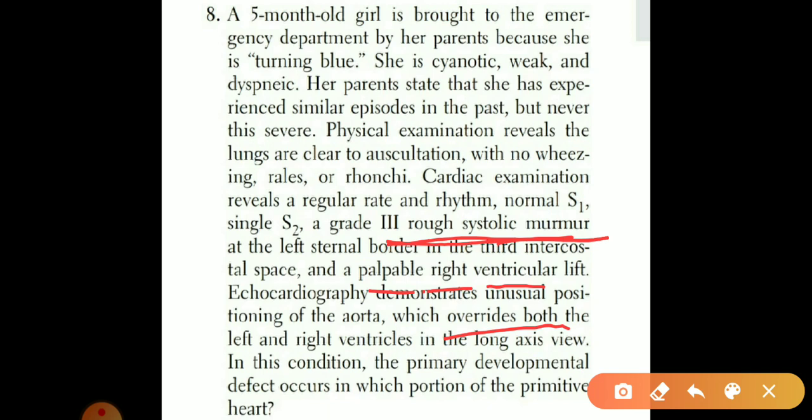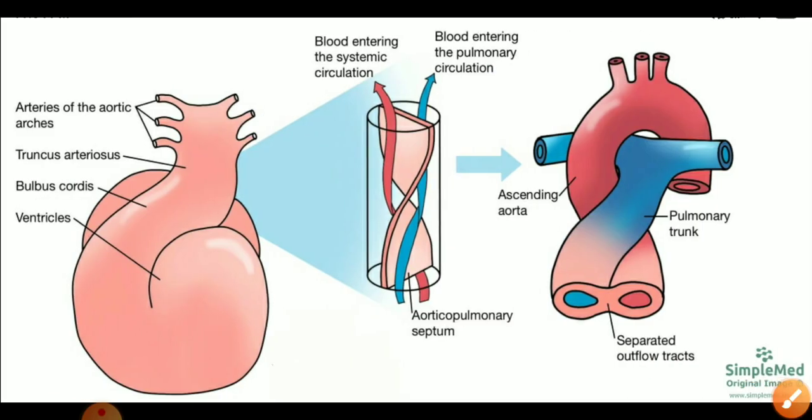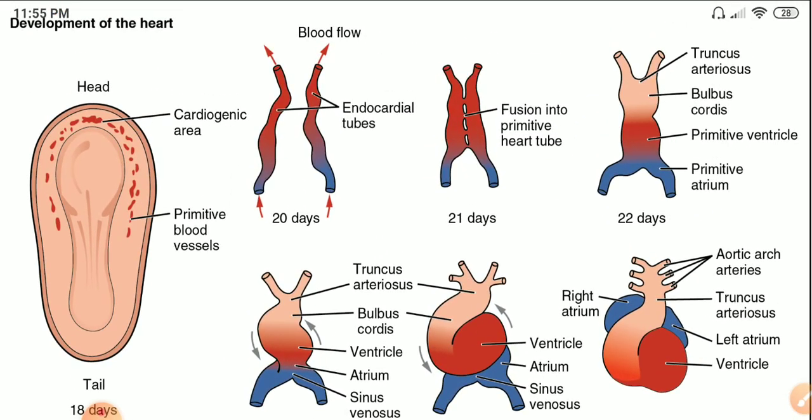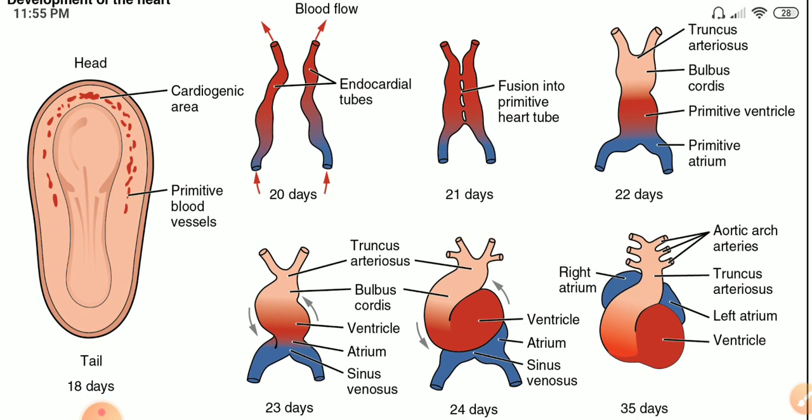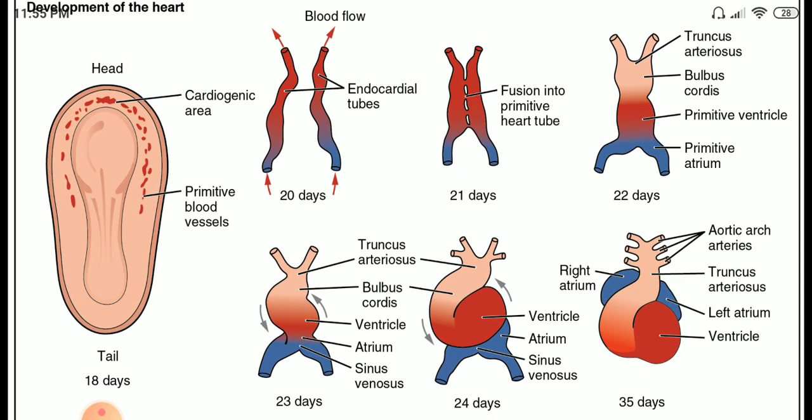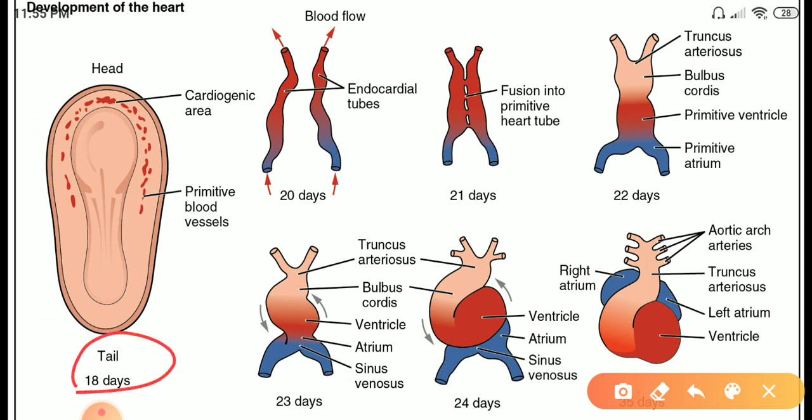So we will go through the development of the heart, then we understand which structures lead to the formation of tetralogy of Fallot. For that we need to understand something about the development of the heart. Initially, on the 18th day, there is formation of the cardiogenic area, the primitive blood vessels. On day 20 there is formation of two tubes, called the endocardial tubes. Then these two tubes fuse with each other, forming the primitive heart tube.